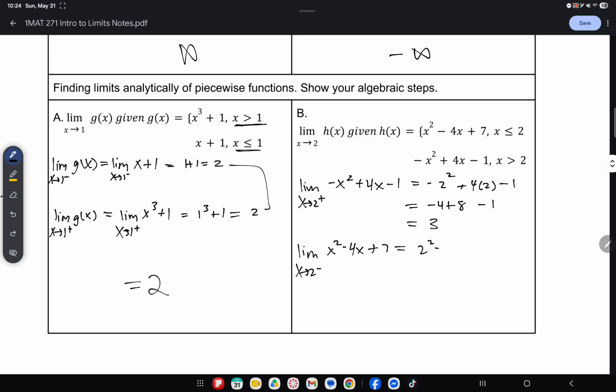Let's try it here. So 2 squared minus 4 times 2 plus 7. It's going to give me 4 minus 8 plus 7, which is negative 4 plus 7, which is 3. These are the same, so that limit is 3.